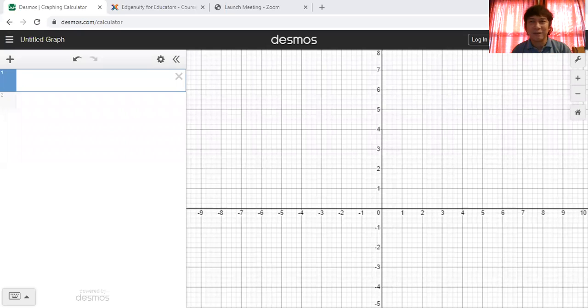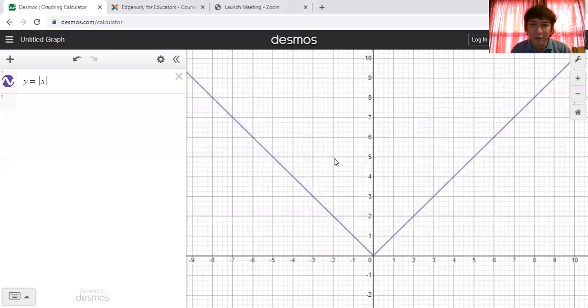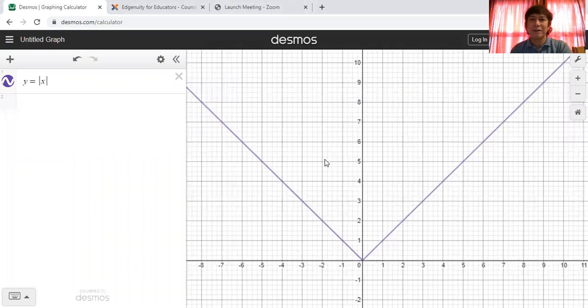Okay, so let's start with the very basic. So let's encode it. This is y is equal to absolute value x there. And you can very well see the graph here. All right, we shall determine the domain and range for this absolute value function. Okay, just observe the graph.